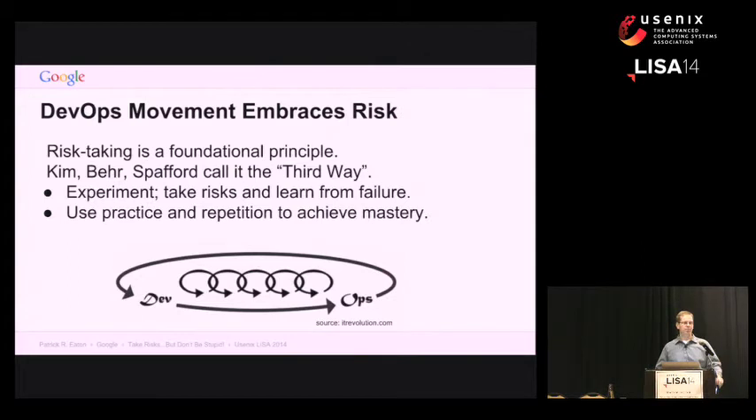The second way is to amplify feedback loops. We're all about serving our customers, and with a tight feedback loop, we can respond to the internal and external customer feedback much more quickly.